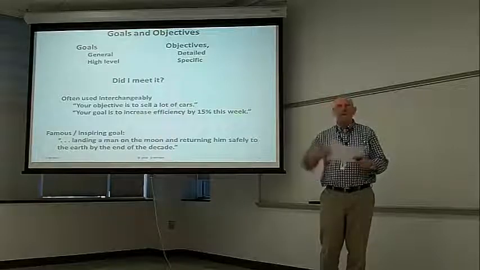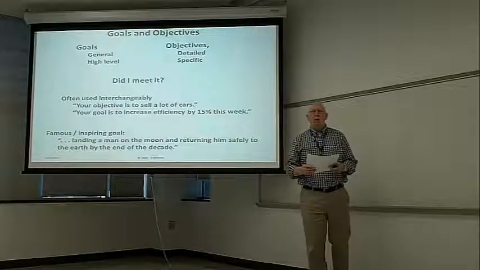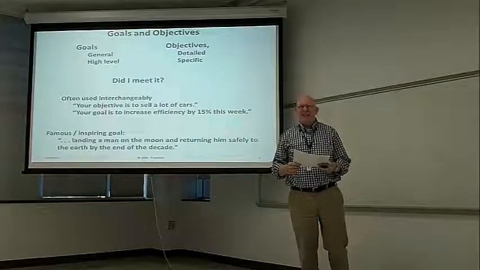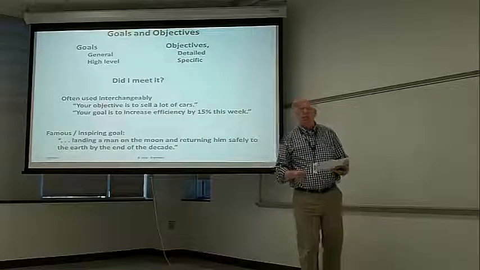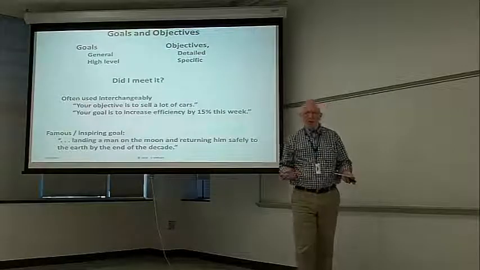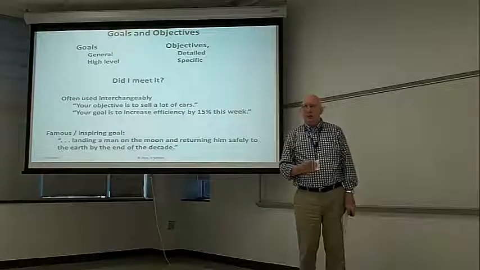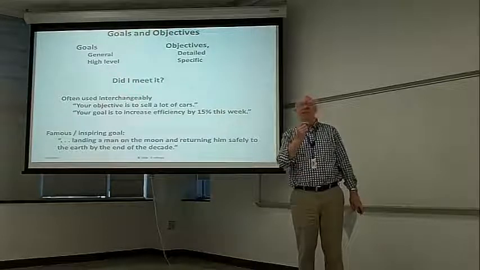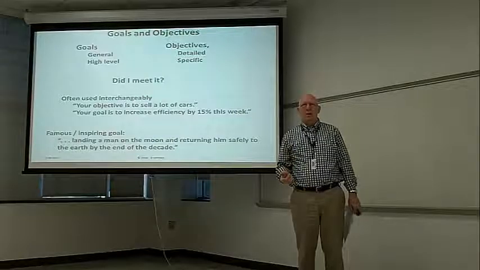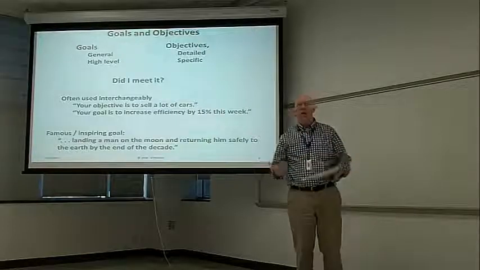Goals are generally high level and kind of general. Do well in school, sell a lot of shoes, run really fast. You can't really tell whether you met them or not. Whereas an objective is very detailed, specific. There's no doubt when you're done whether you met that objective or not. The easiest way to tell is if you can tell whether you met it or not. If you're not sure, probably a goal. If it's very clear, it's an objective.